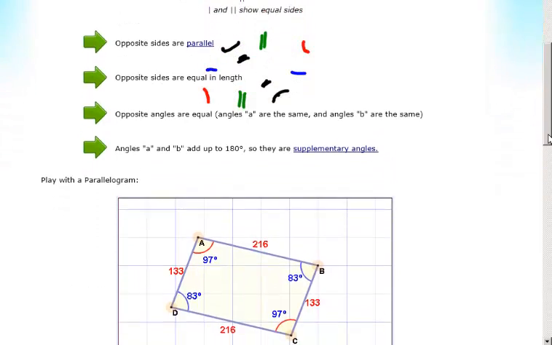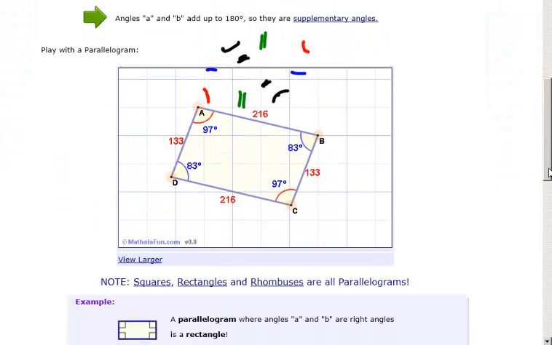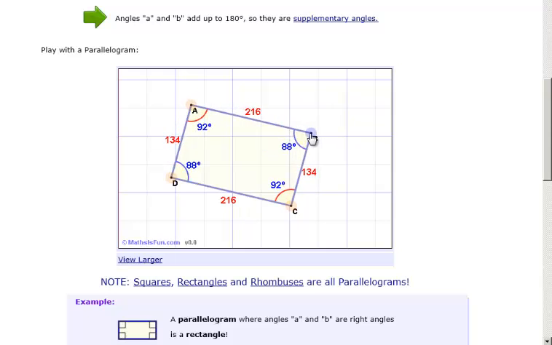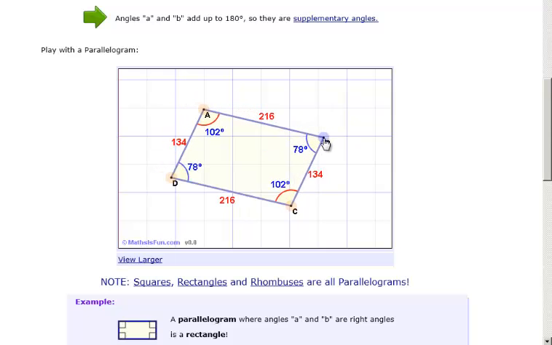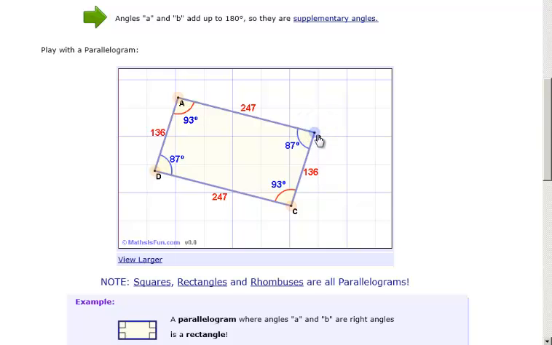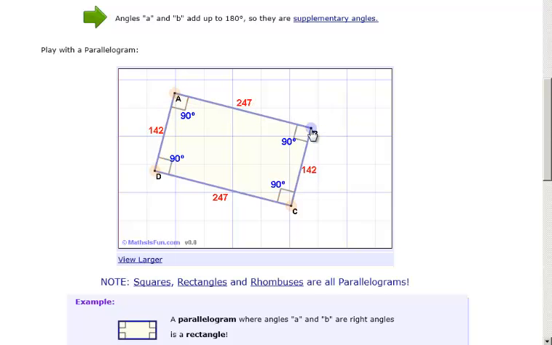Let's go ahead and take a look at a small animation. If you notice, I'm going to hold one of the vertices and then move this around. You will notice that as I move it, the opposite angles are the same and the opposite sides are also the same measure. See what happens when I move it. Do you see that? Okay. There comes a point where all angles are the same.